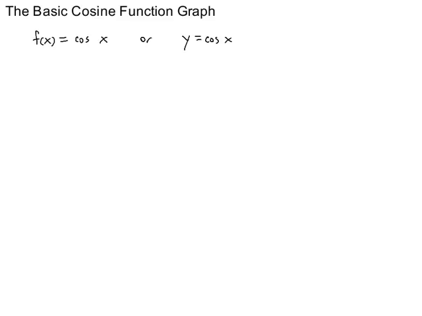Let's consider the basic cosine function graph. F of x equals cosine of x, or that's the same thing as y equals the cosine of x. And let's first talk about what x is. X is what we can take the cosine of, so x is an angle, and we will consider it in radians. And then y for this function is the cosine of an angle, so y is, in the unit circle, the adjacent over the hypotenuse in reference to the angle x.